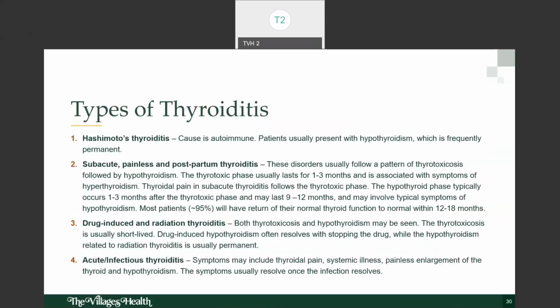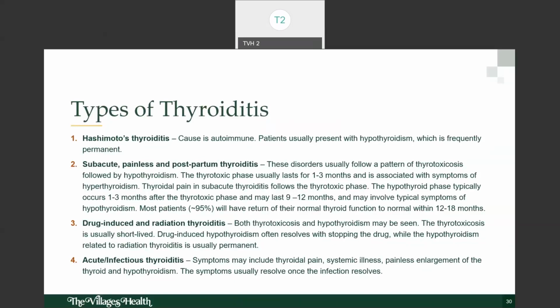Different types of thyroiditis. We talked about Hashimoto's, so this is autoimmune. Patients with Hashimoto's thyroiditis usually have the symptoms associated with hypothyroidism, and this condition is usually permanent and ongoing. Number 2 on here is subacute, painless, and postpartum thyroiditis.